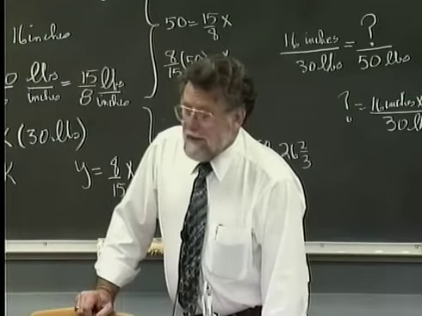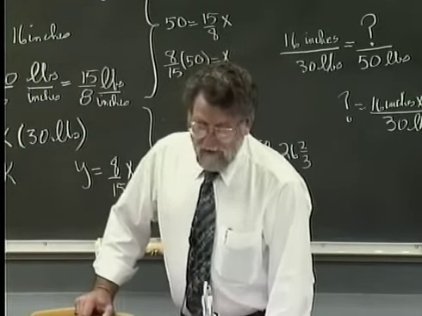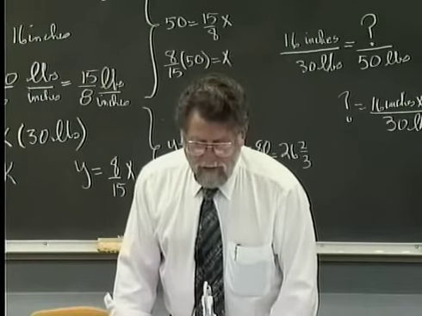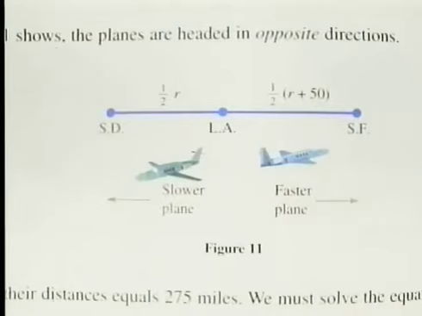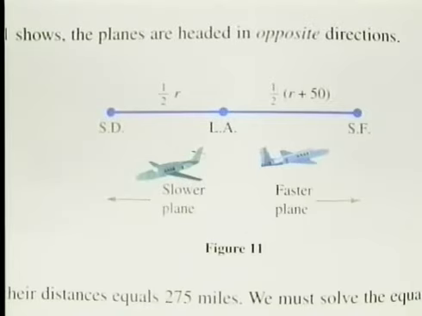Both planes are flying in opposite directions, and there's a neat diagram, better than I would draw, because they have, well, I don't know. Those are pretty sick-looking planes. But one's a blue and one's a green, and one's slower and one's faster. Okay?